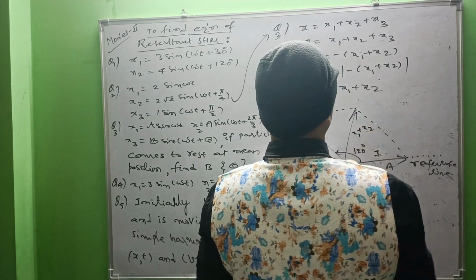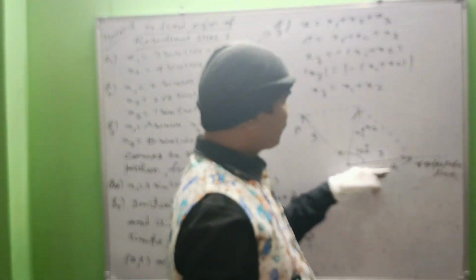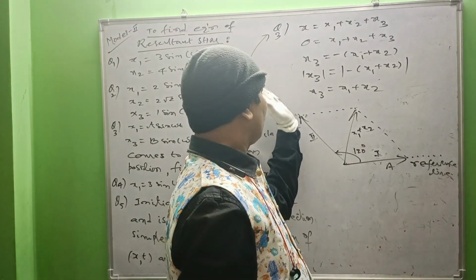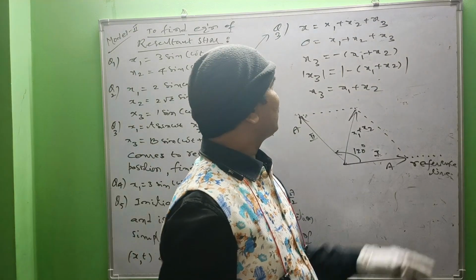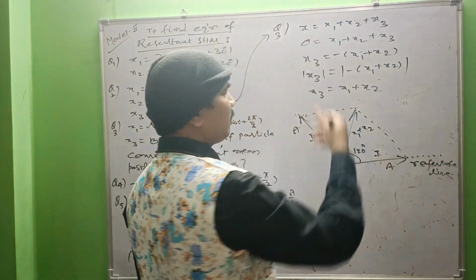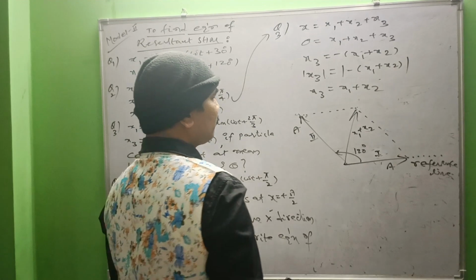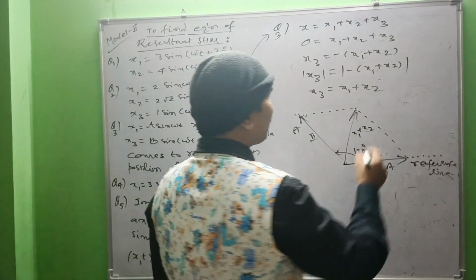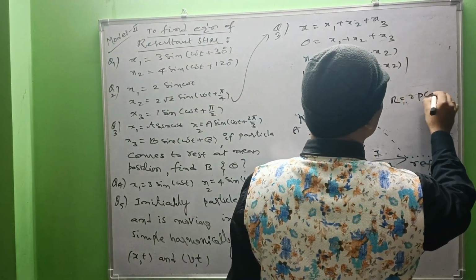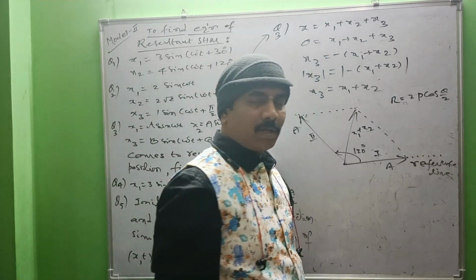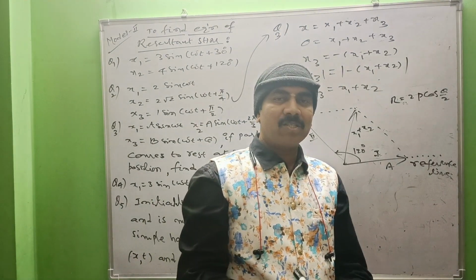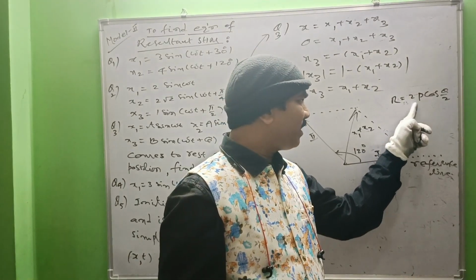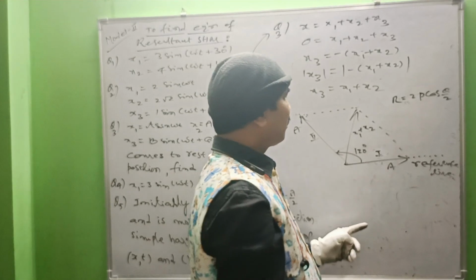What is the displacement of the first oscillation? x1. What is the displacement of the second oscillation? x2. Now this is x1 plus x2, otherwise A bar plus A bar. Bisects means 60 degrees, 60 degrees. Why? Because we know that R equals 2P cos theta by 2. When P equals Q, as per the parallelogram law of addition of vectors, when two vectors of the same magnitude are inclined at some angle, then the resultant is given by 2P cos theta by 2.